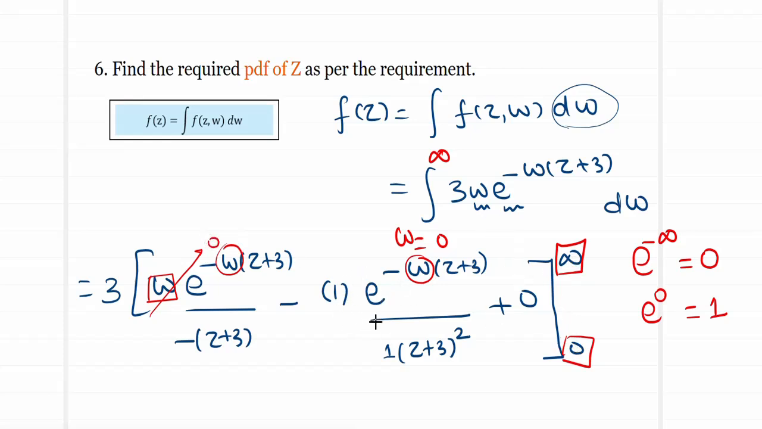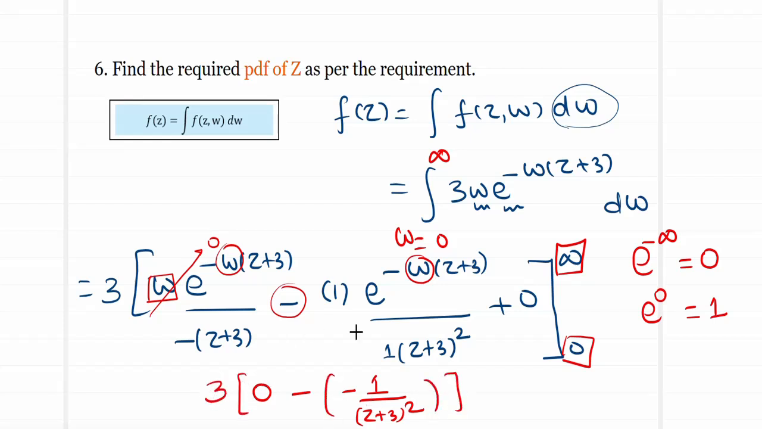Now coming to the second term, what will happen over here? e power minus 0. What is e power 0? e power 0 is going to be equal to 1. So I will be left with 1 divided by z plus 3 the whole square. So this is going to be a negative sign. There will be a negative sign for your upper limit, which has become 0, minus the lower limit. So this is going to be the quantity and we have a 3 common outside. So we have the function as 3 times 1 over z plus 3 the whole square. So this is my function f of z.